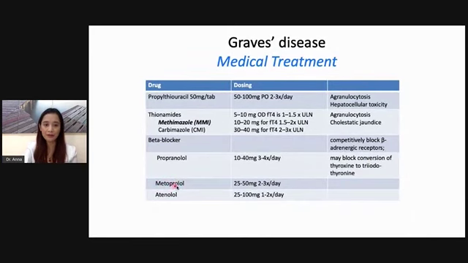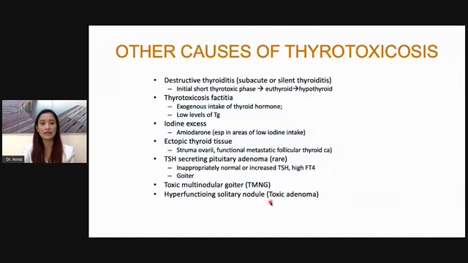You can also give metoprolol. Metoprolol is a selective beta blocker. Usually, I give this for asthmatic patients who cannot be given propranolol. Usually, propranolol can trigger asthma attacks in patients with bronchial asthma. You can also give atenolol, the advantage of which is once daily dosing.